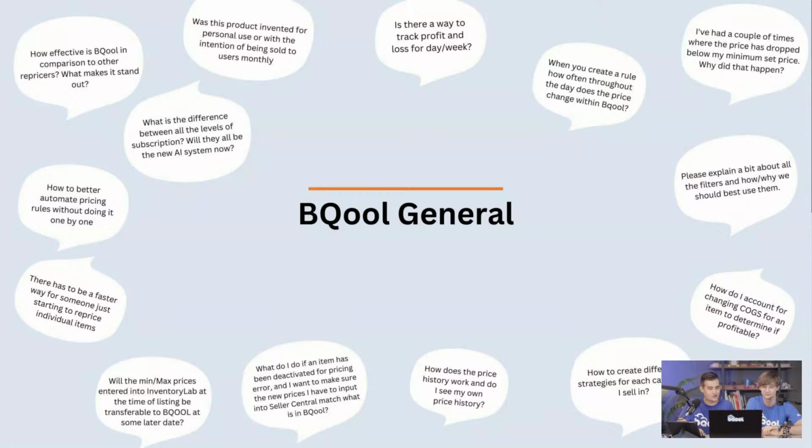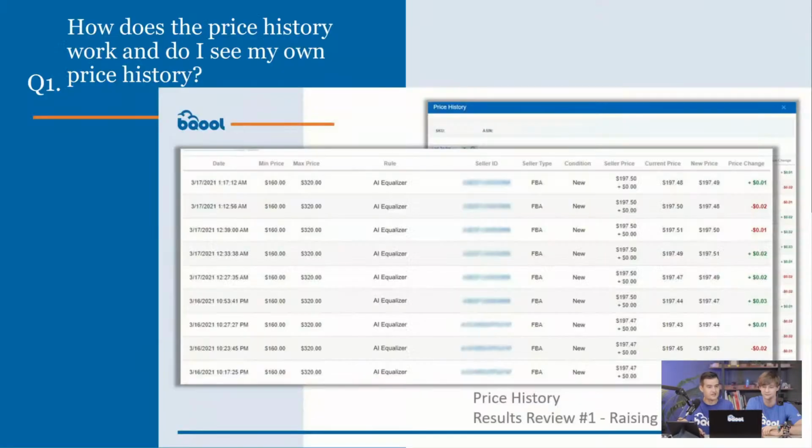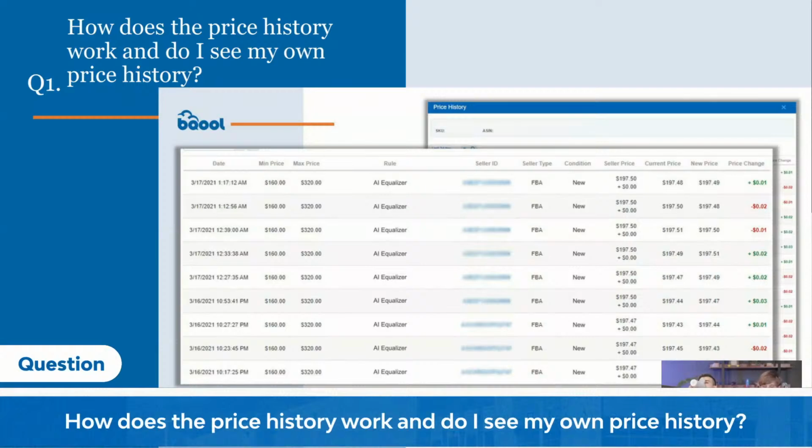One of the questions here is about the price history, how to view the price history. So maybe Alice, you could share a little bit about it. Yeah, first let me share about price history. Here you can see that our repricer changes the prices, and you can see that it is actually AI technology. Some of our competitors claim that they have AI technology, but actually they only have rule based.